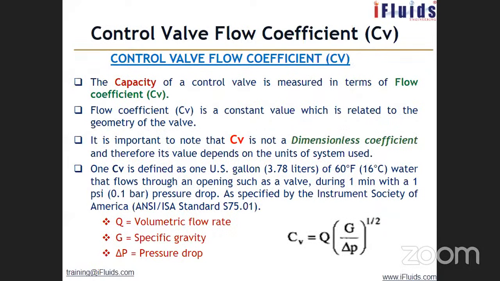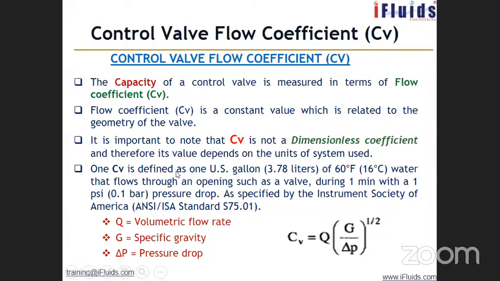So control valve, how much is the capacity of a control valve? It is measured through a parameter called flow coefficient. Flow coefficient is a constant value which is related to the geometry of the valve. And you have to understand that CV is a dimensional number. It is not a dimensionless coefficient. Though it is called a flow coefficient, it has units. So whatever units you use for flow rate, density, etc., that will have an impact on the CV value.